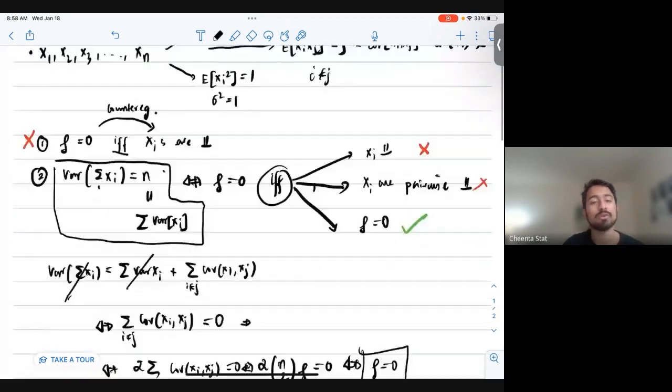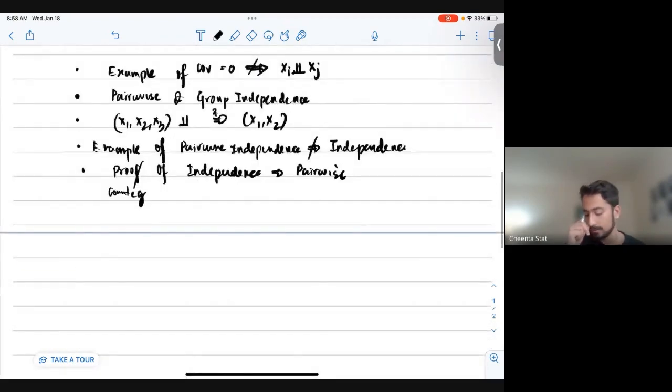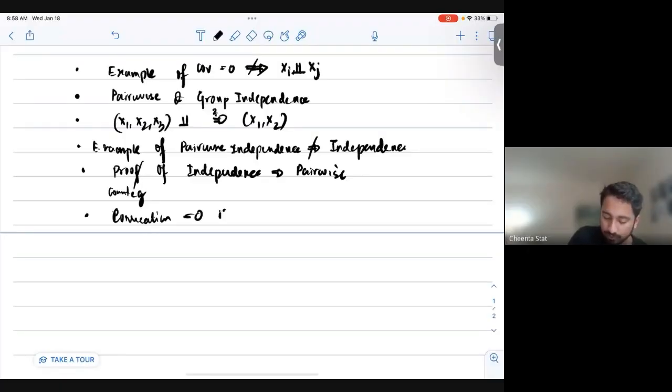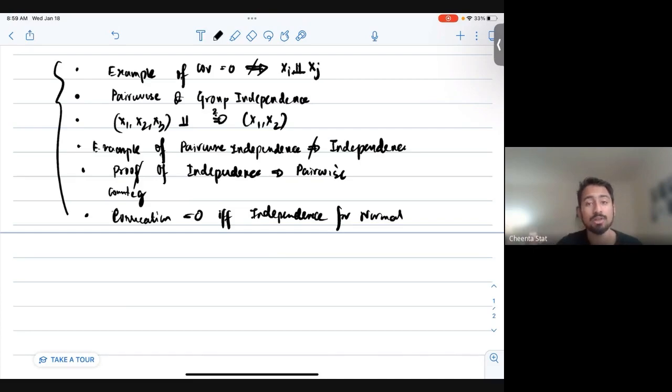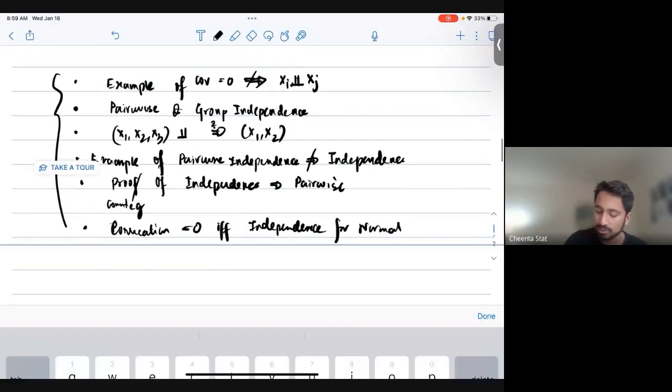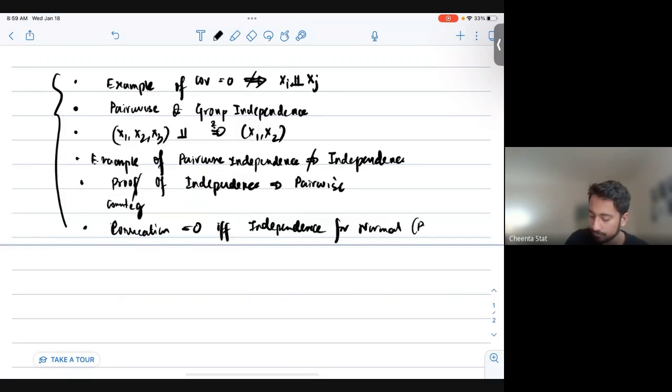That is what we have got from here. And also maybe you learn that correlation zero if and only if independence, for normal. So from this problem, you have got these ideas that you need to revisit, and maybe you can look at the proof and related concepts. If you can't do it yourself, you can search it online.